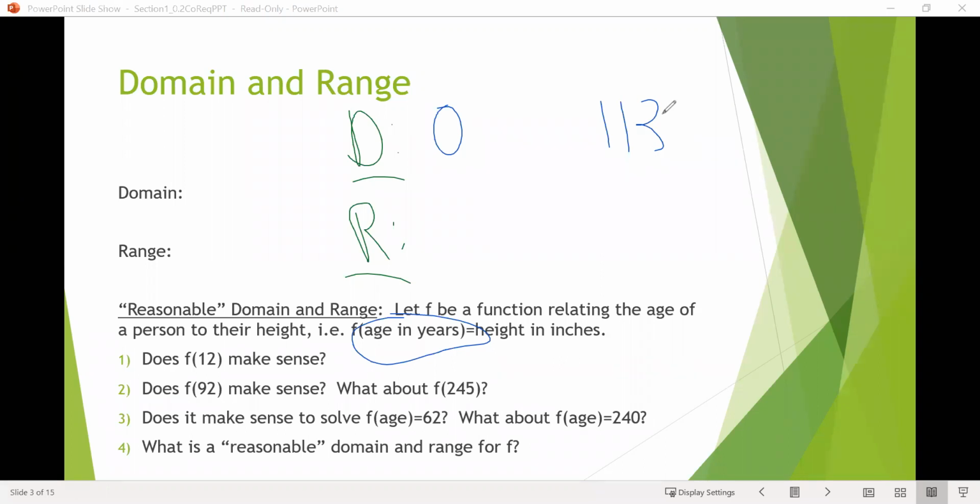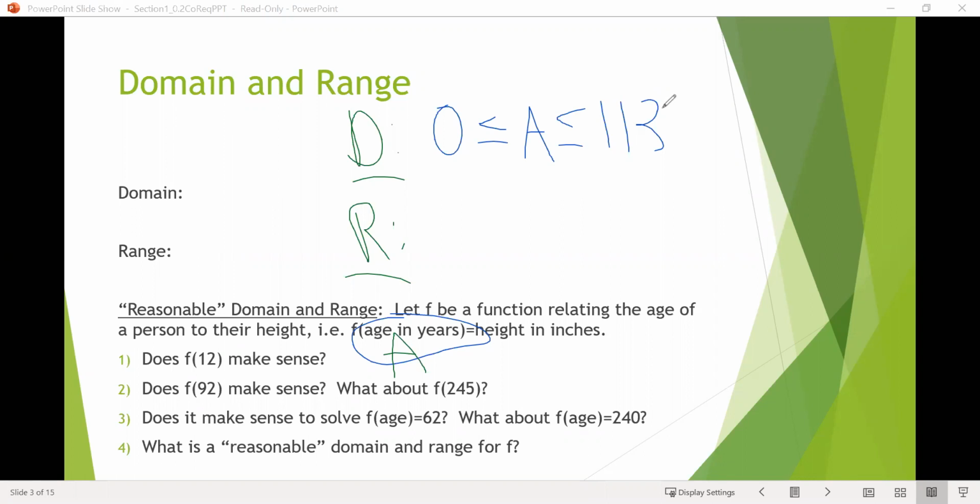Since these represent ages, I'm going to let A represent the ages. So in this case, we'd have our domain, our values of A, or ages, between 0 and 113. I have 0 less than or equal to A, less than or equal to 113, because there are people whose ages are 0 years old or 113 years old, right? So those ones would be included.